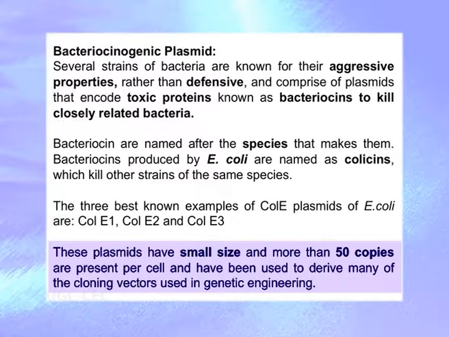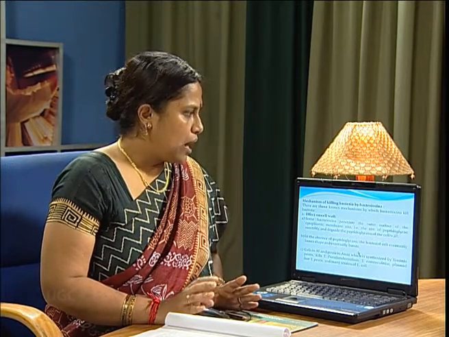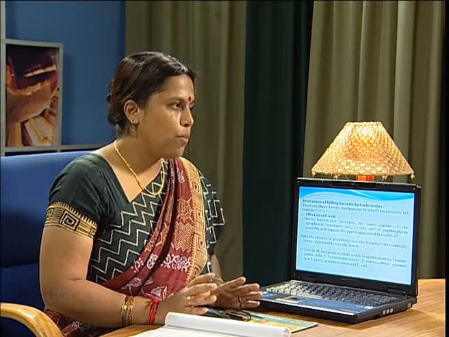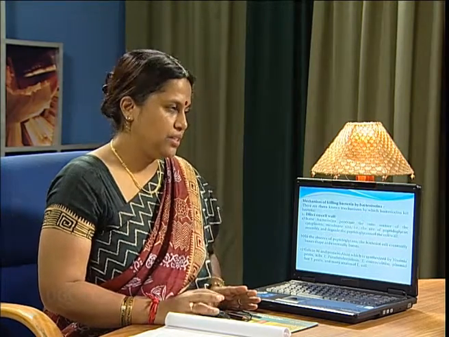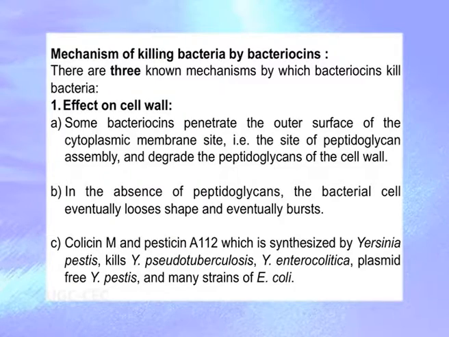They are predominantly used in genetic engineering for selection of suitable clones. Next, there are certain mechanisms which are opted by the bacteriocinogenic plasmids to kill the other bacteria. Number one is their effect on the cell wall. Some bacteriocins penetrate the outer surface of the cytoplasmic membrane and the peptidoglycan assembly is ruptured, and as the peptidoglycan gets disintegrated, the bacterial cell dies.